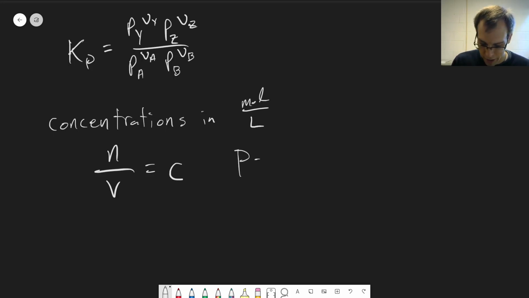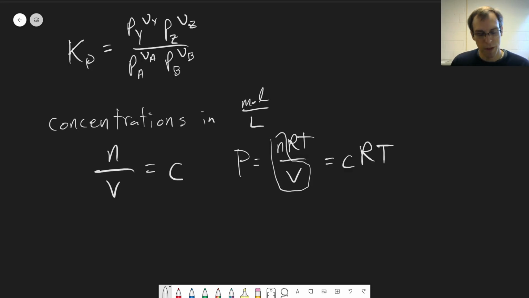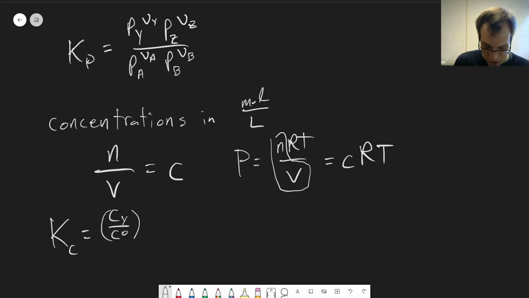And so we can use the ideal gas law and say P equals nRT over V, and say, oh, well, that's right here. So that we can say that P is equal to concentration times RT, if we want to write things in terms of molarity instead of in partial pressures. So that means that we can define a Kc, where we put everything in terms of concentrations relative to a standard concentration, and we pick C naught is equal to 1 mole per liter, a molarity of 1.